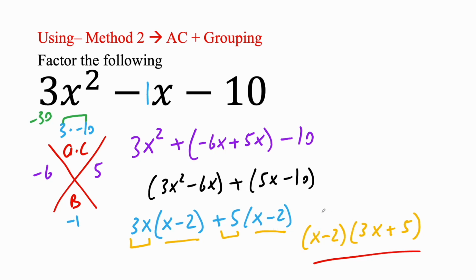X times 3x is 3x squared, it matches. X times 5 is 5x. Negative 2 times 3x is negative 6x. And 5x minus 6x is negative 1x. Lastly, negative 2 times 5 is negative 10. And so that's pretty much it.